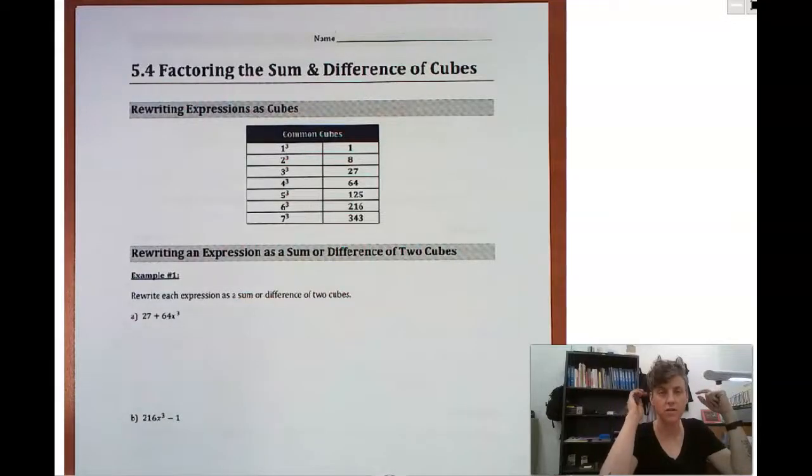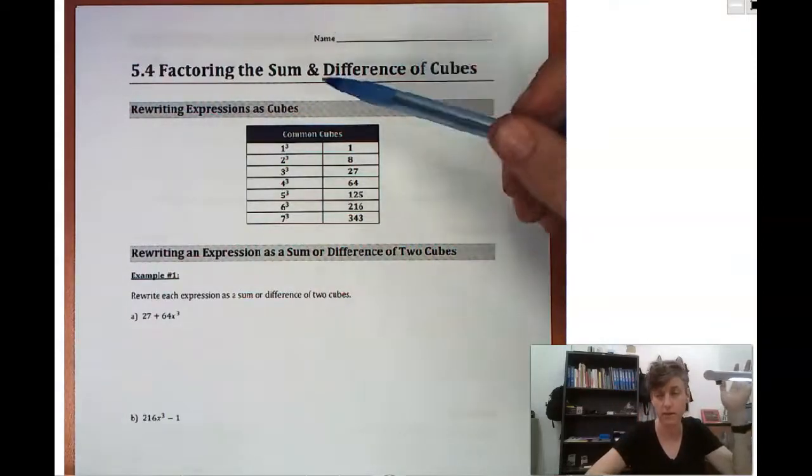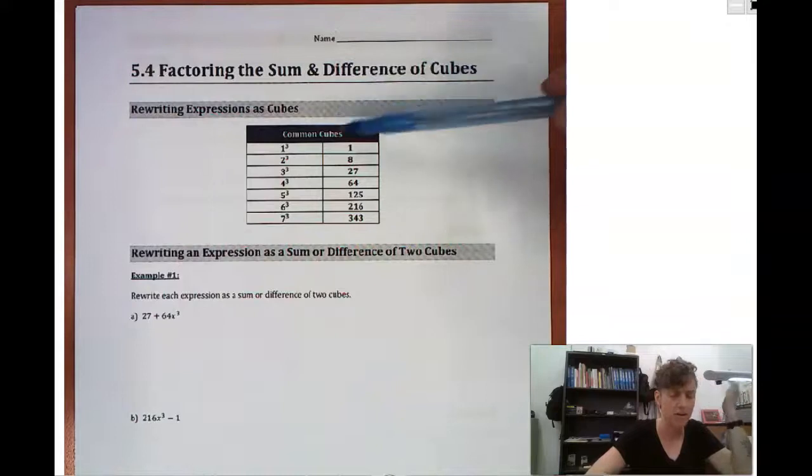What's up, scholars? Today we're talking about factoring the sum and difference of cubes. So, before we get into that, let's talk about some common cubes.